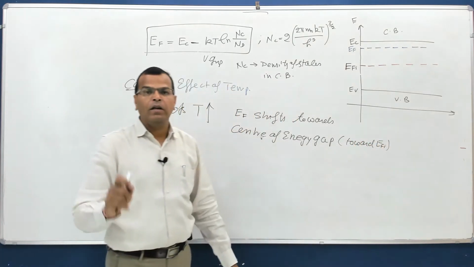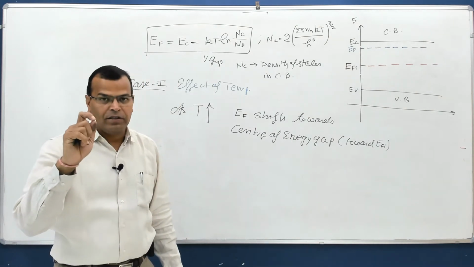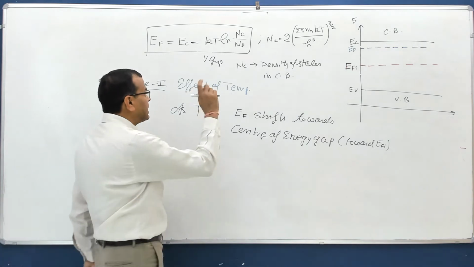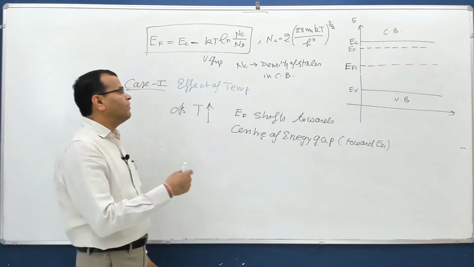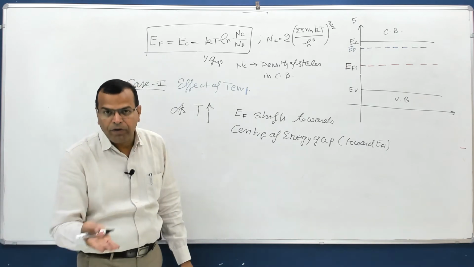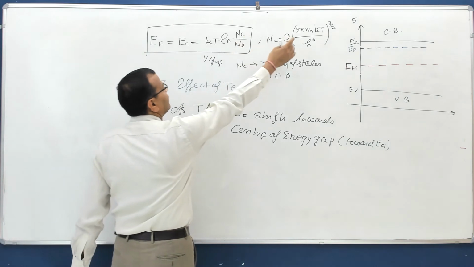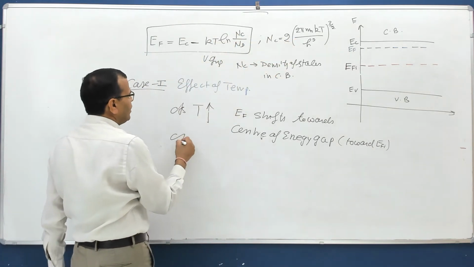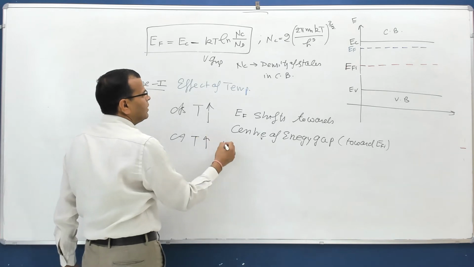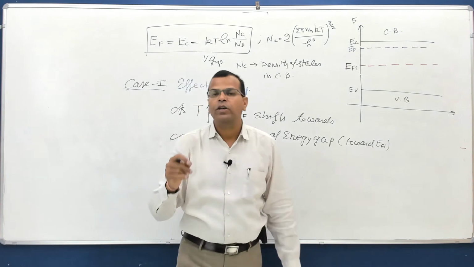It means the material tries to behave like an intrinsic semiconductor if you increase the temperature. This is an important concept here. And if you decrease the temperature, the Fermi level will shift upward. You can see this: if you decrease this, this will decrease, this will decrease, this will increase. So as temperature increases, the Fermi level decreases. That is the important observation.